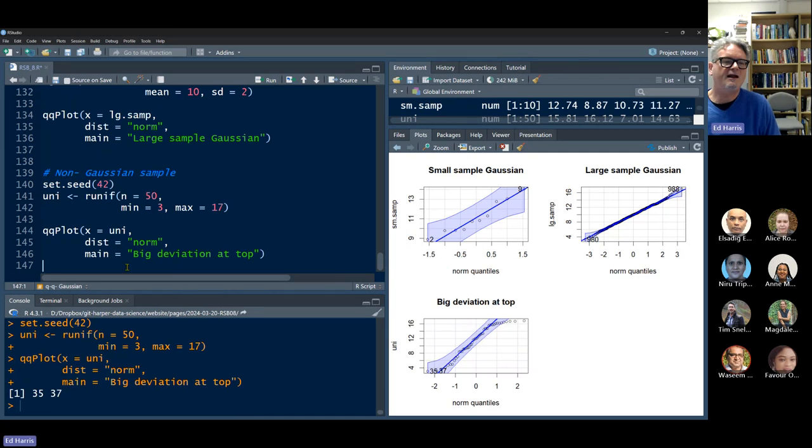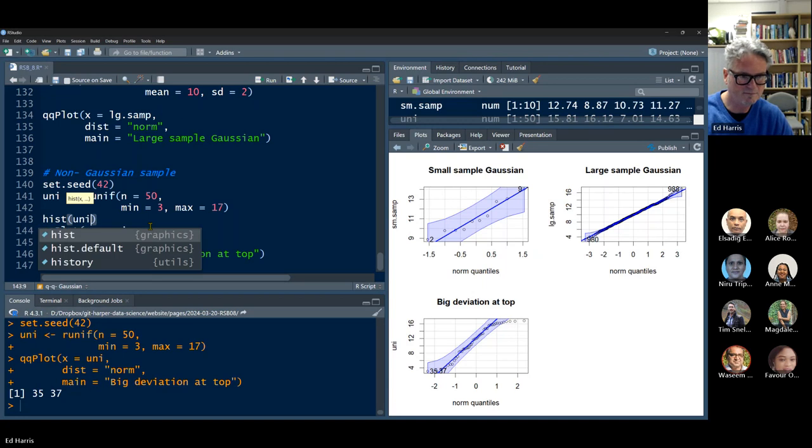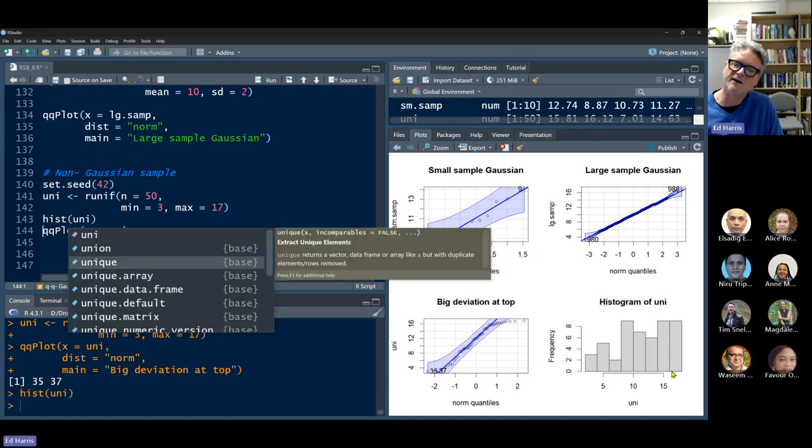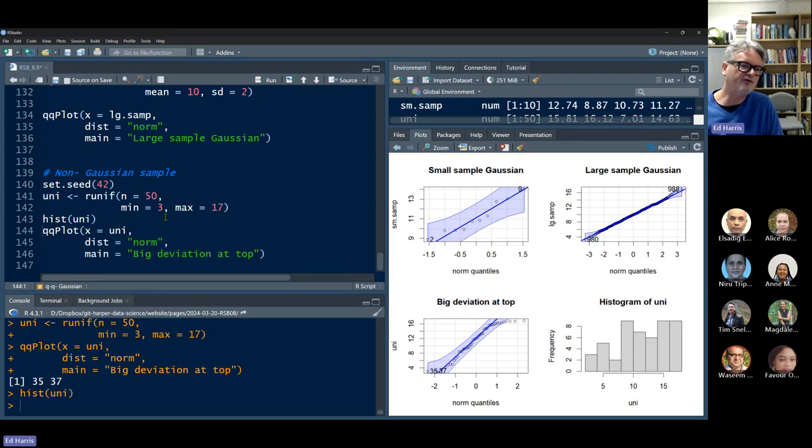And here, if I made a histogram of our uniform sample in that little fourth space that we weren't using, there's a lot of error in a uniform distribution with that many different possible values. But our expectation is that we have a number of values per integer that is 50 divided by the number of integers we're spanning here, observations.